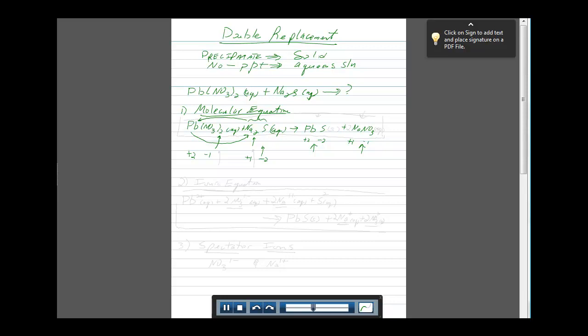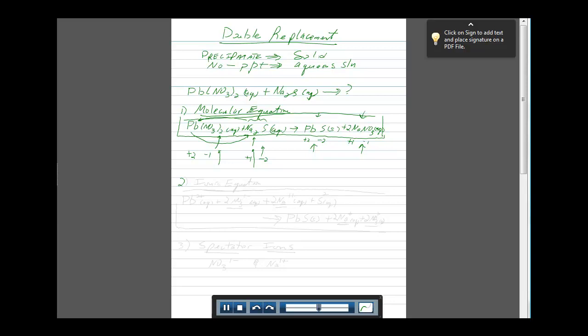Now I need to balance my chemical equation. I have 2 sodiums and 2 nitrates, so I'm going to need 2 sodium nitrates on the product side, and 1 PbS is adequate. Now it's time to predict my products in terms of aqueous or solids. Nitrates of sodium are soluble, so I'm going to put aqueous on that. But sulfides of lead are insoluble. And so this right here is our molecular equation.